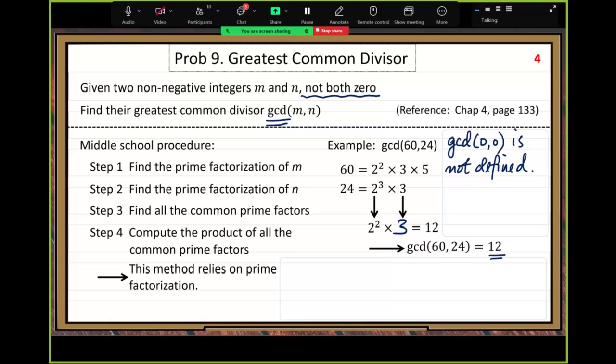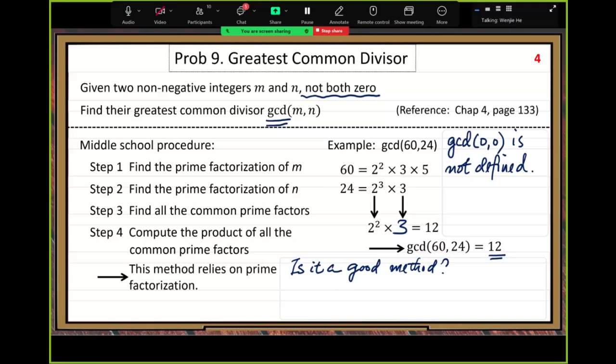So now the question. We want to answer this question: is it a good method? It looks simple, right? It looks so simple. If it's a simple one, it should be a good one.